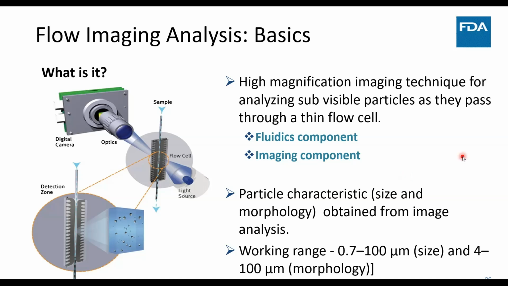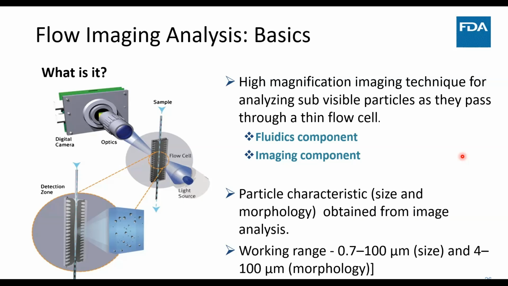A high magnification imaging technique for analyzing the surface of particles as they pass through a thin flow cell. So you have two main components of this product: your fluidics component and your imaging component. The good thing about flow image analysis is we are not only getting the particle size, but the particle morphology. We'll look at how the morphology is obtained from the image in our next coming slides. The working range is 0.1 to 100 micron.